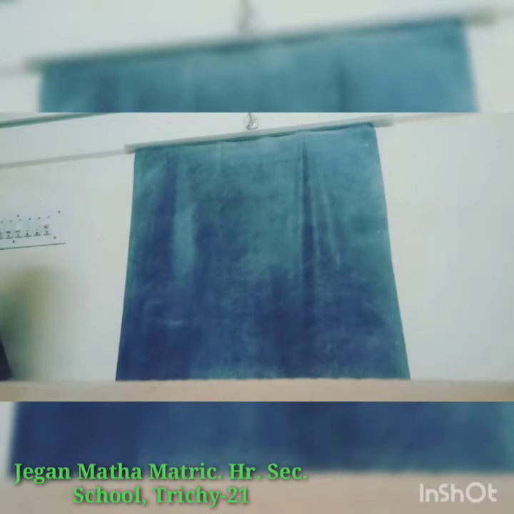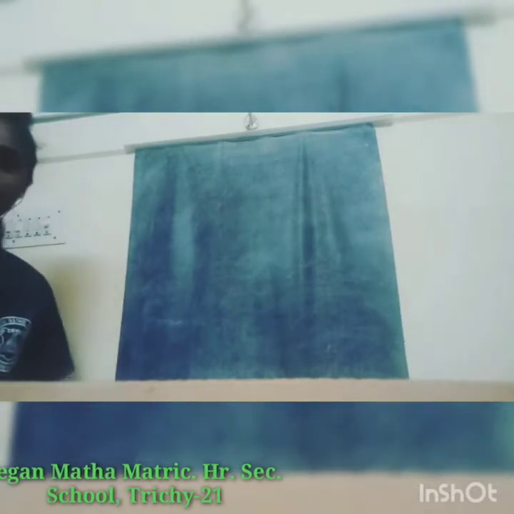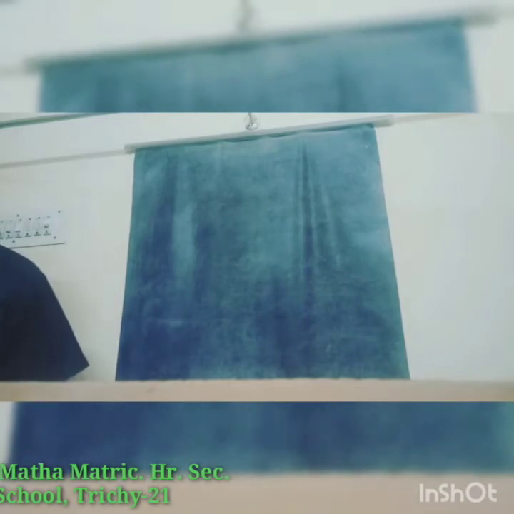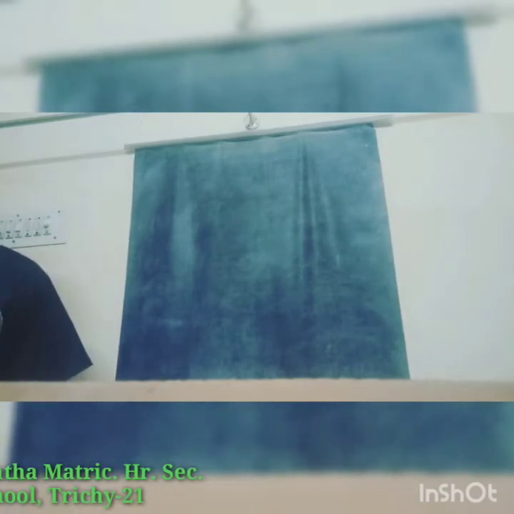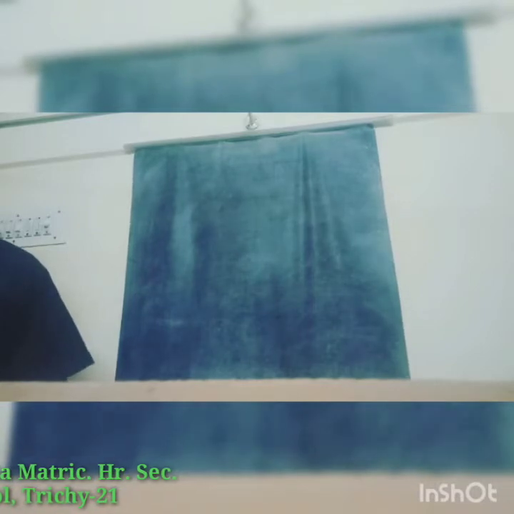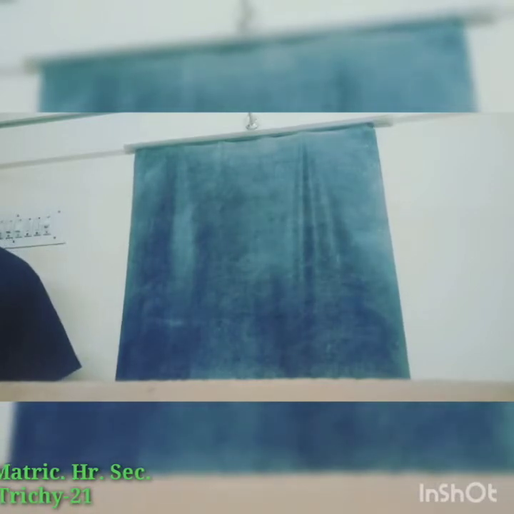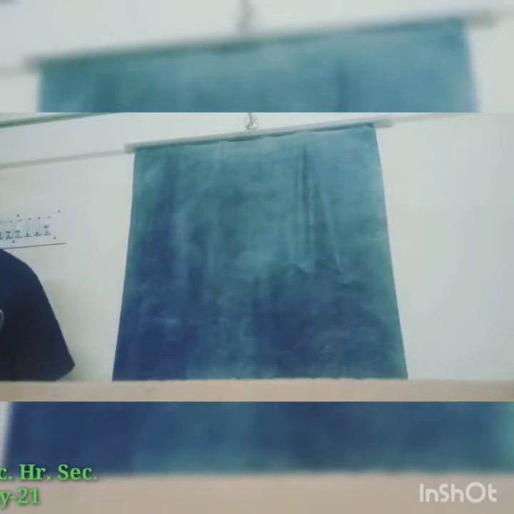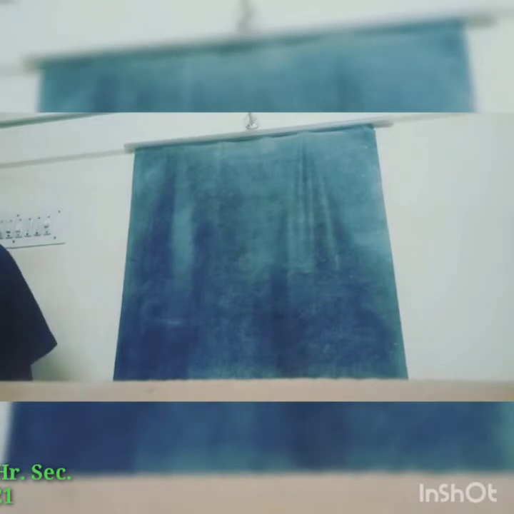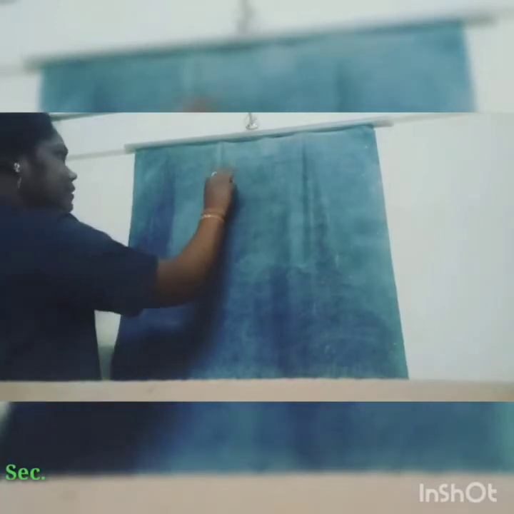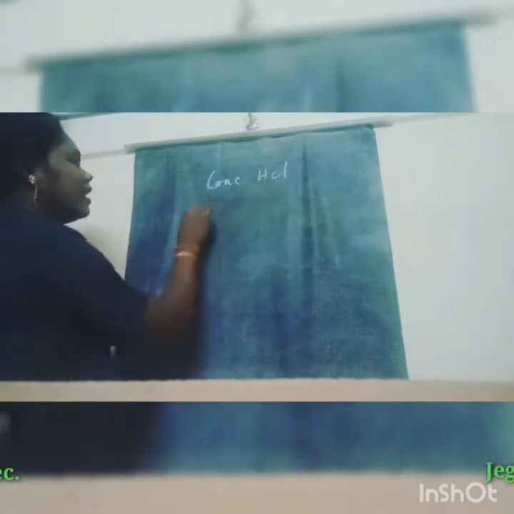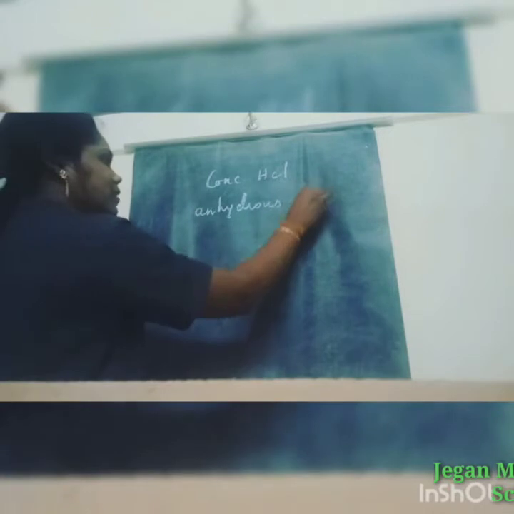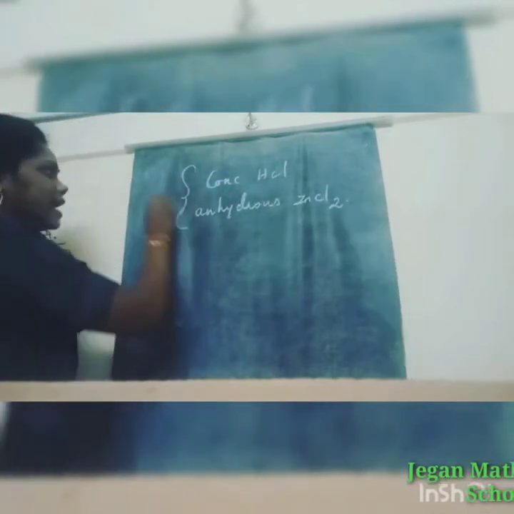The alcohol functional group is OH. When alcohols are treated with Lucas agent, the Lucas agent is a mixture of concentrated HCl and anhydrous zinc chloride. Anhydrous means without water molecules. So concentrated HCl and anhydrous zinc chloride is the Lucas agent.